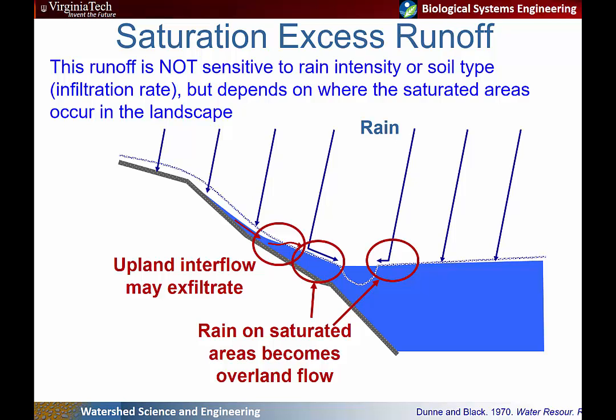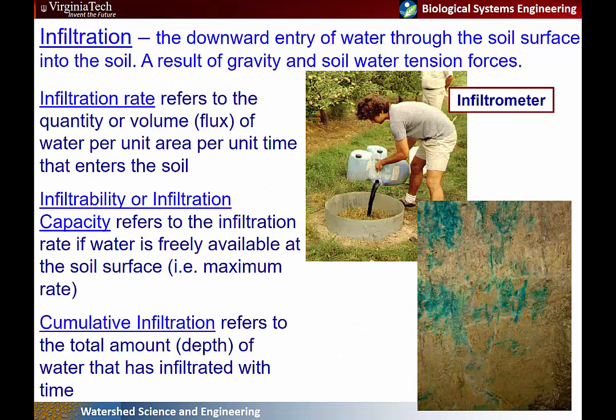And so this type of runoff really is not sensitive to rainfall intensity or to soil type, aka the infiltration rate, but depends on where these saturated areas of the landscape occur. We tend to see them occurring in a lot of cases at the bottoms of these long slopes where you get a slope change or where you have a shallow soil layer somewhere in that soil profile.